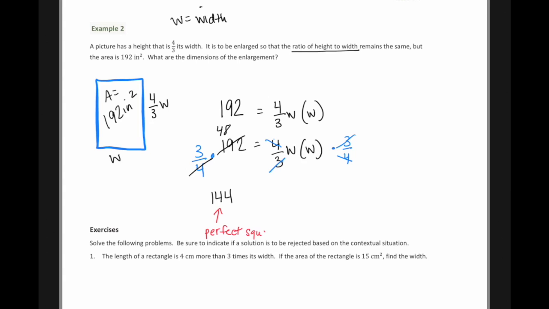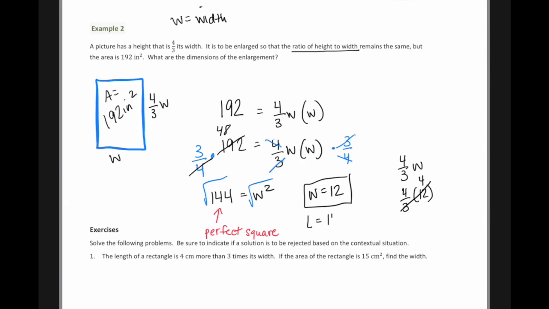I have 144 equals W squared. I notice right away 144 is a perfect square. So when I take the root of W squared, my answer is plus or minus 12, but this is area, so I know my answer has to be positive. And I have to actually answer the question. The question is, what are the dimensions of the enlargement? So I do have to go in and find the length, and that would be 16.